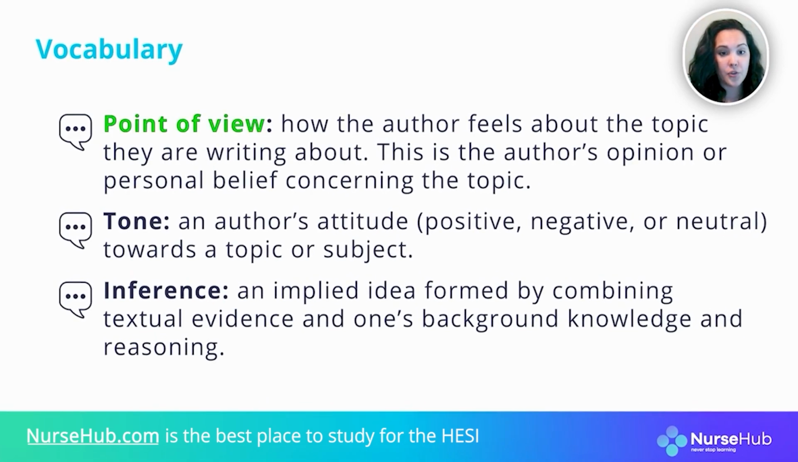Point of view is how the author feels about the topic that they're writing about. This is the author's opinion or their personal belief about the topic. The tone is the author's attitude, and this could be positive, negative, or neutral. And this is the attitude towards the subject. Now, an inference is an implied idea formed by combining textual evidence and background knowledge and reasoning.